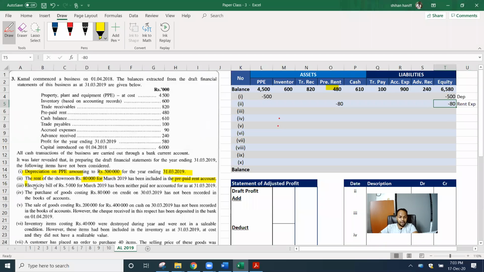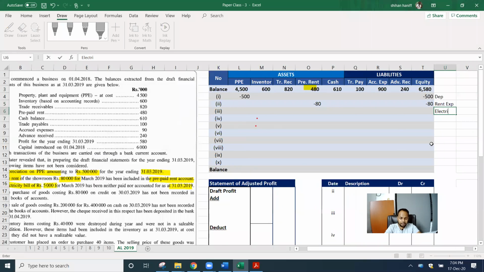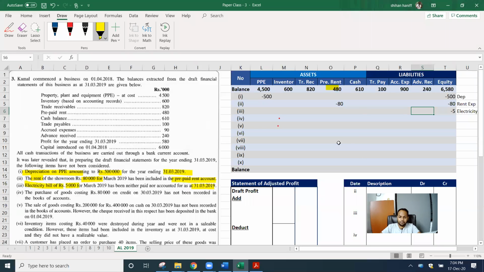Number 3, electricity bill of 5,000 for March has been neither paid nor accounted for as of 31st March 2019. So electricity, it is an expense. Electricity expense is 5,000. It has not been paid. So we have to take it under accrued expenses. Accrued expenses increase and the equity will decrease. Electricity bill for the month of March.